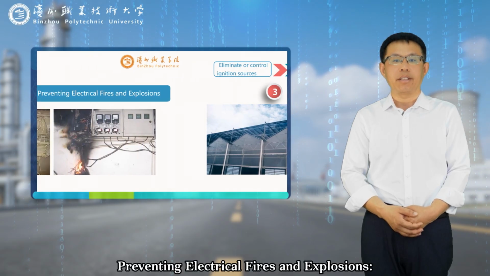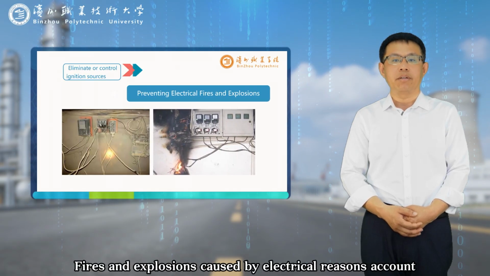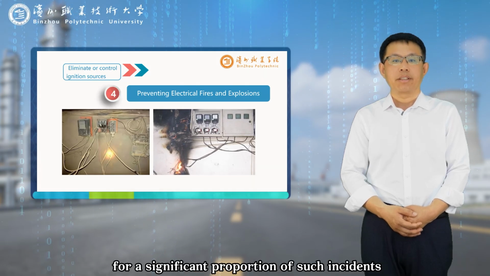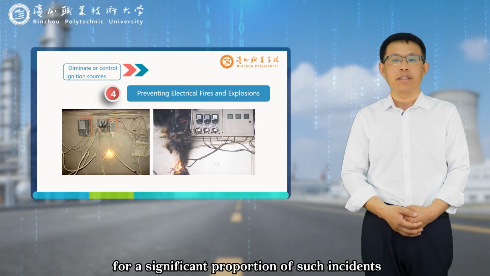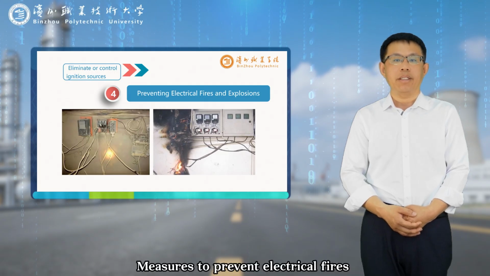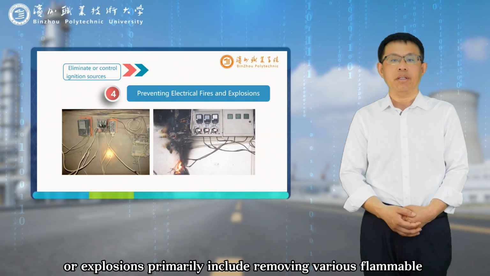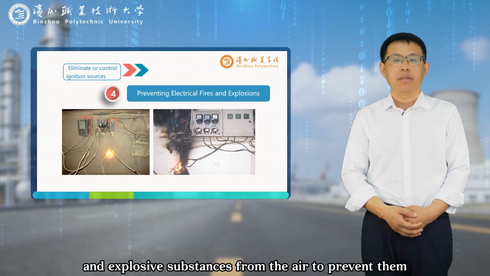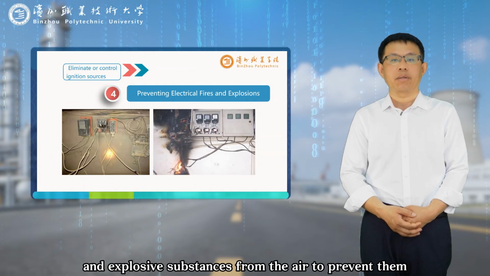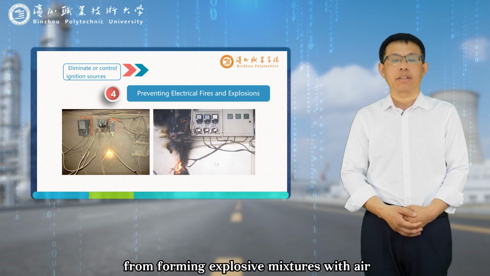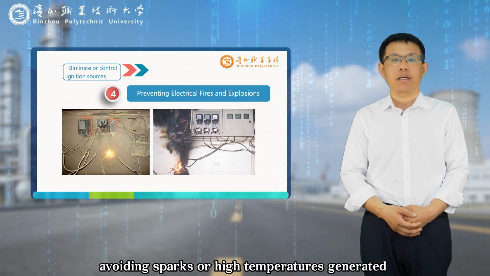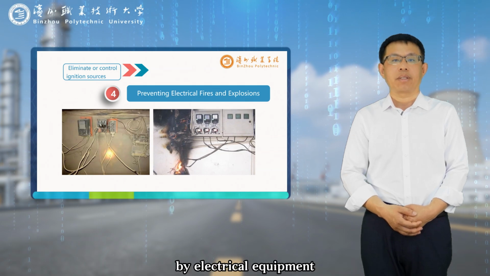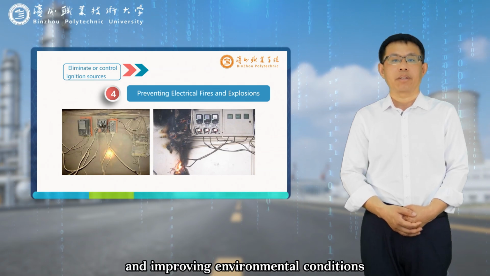Fourth, preventing electrical fires and explosions. Fires and explosions caused by electrical reasons account for a significant proportion of such incidents. Measures to prevent electrical fires or explosions primarily include removing various flammable and explosive substances from the air to prevent them from forming explosive mixtures with air, avoiding sparks or high temperatures generated by electrical equipment, and improving environmental conditions.